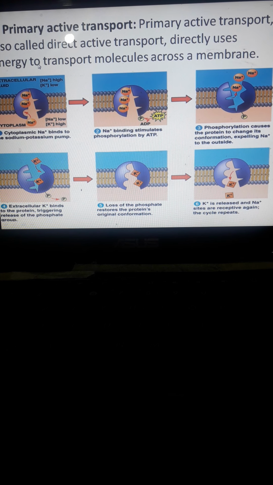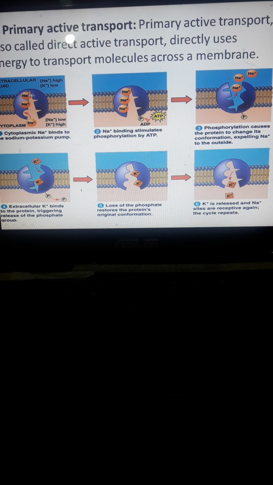For the primary, usually ATP is directly supplied to the carrier or the protein. Okay. So we have the site for the example, the movement of the sodium ion. Usually cytoplasmic sodium ions bind to the sodium potassium pump, and as far as you can see, there is a low amount of sodium and a higher amount of potassium outside, and inside there is a higher amount of sodium and a low amount of potassium.